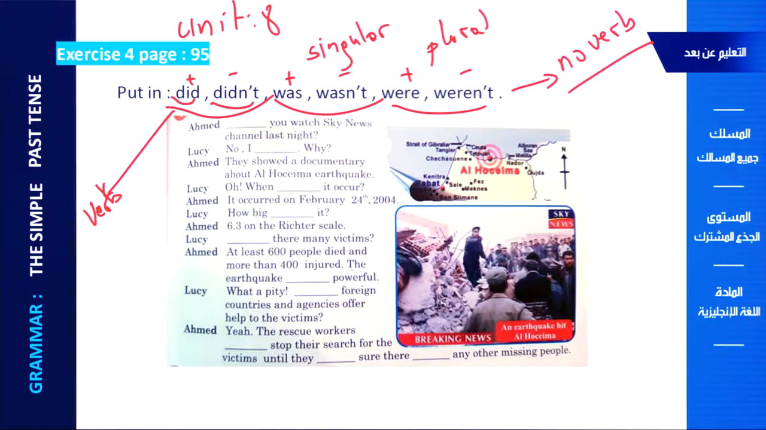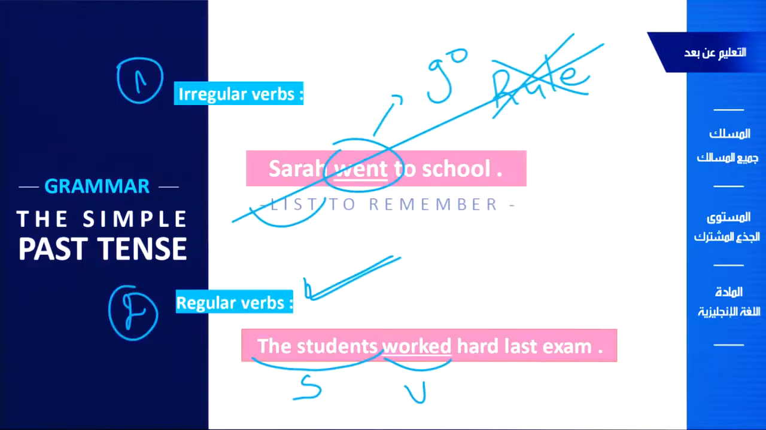I want to remind you that today we are working on the simple past regular form. We have seen how to form the regular form of the simple past: subject plus verb plus d or ed. And we have seen the three forms. Let's go back to the slides. So, we're working on the grammar of the simple past, regular verbs.